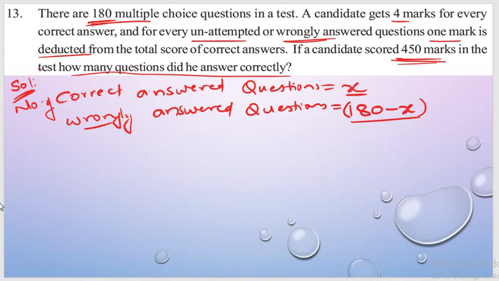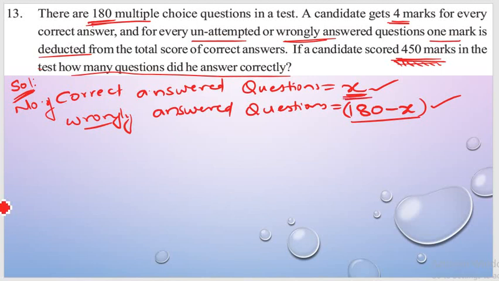Now since his score is 450 marks, how will he get 450 marks? He will get 450 marks after writing x questions correctly and 180 minus x questions wrongly, right? For every correct answer he will get 4 marks, no? If he writes one answer correct, he will get 4 marks. If he writes 2 answers correct, he will get 4 into 2, which is nothing but 8 marks. Likewise if he writes 3 questions correctly, he will get 4 into 3, which is 12 marks. The same way here we have considered x questions are written correctly.